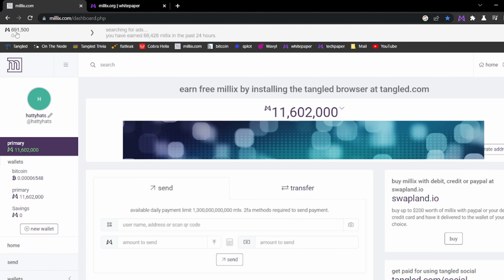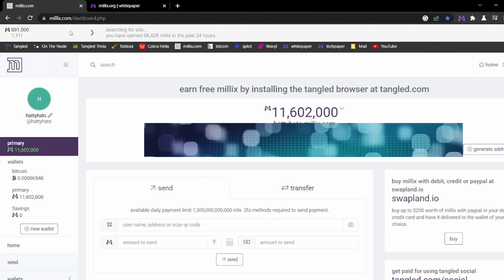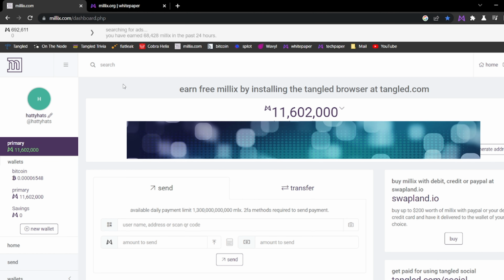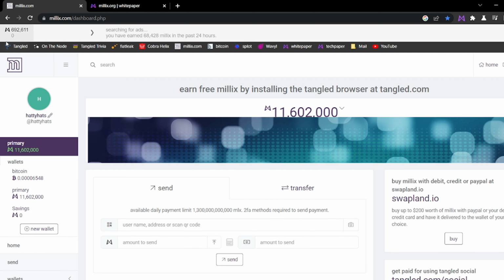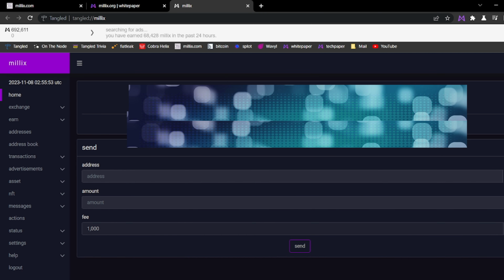Another thing you can do too is I'm using the Tangled browser right now, and up here you'll see ads, which you'll get paid for, and you also just get paid for having the browser open because it's a node, so it's helping the network stay secure, helping transactions and all that stuff. So you'll earn that up here. And as you can see, I've earned 13 cents so far. I just recently withdrew.